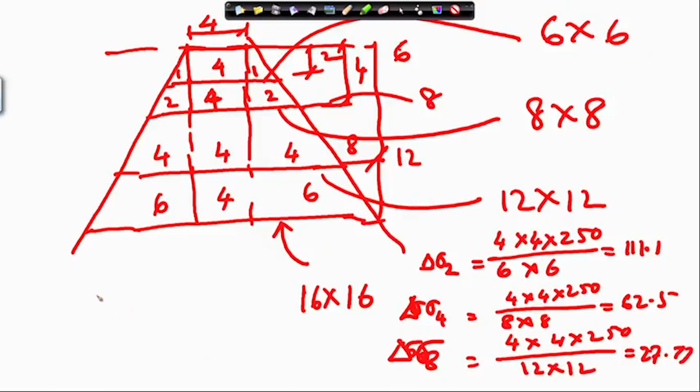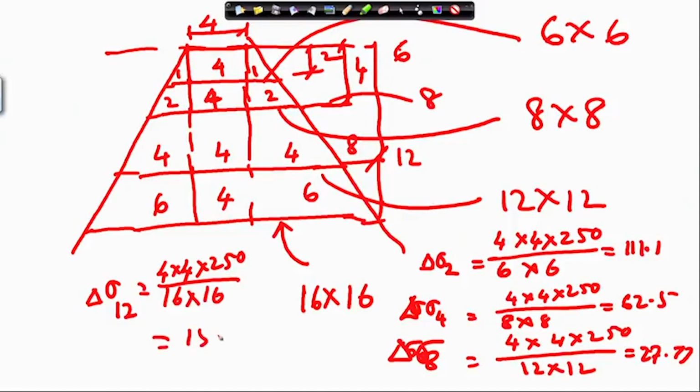This value gives you 27.77, and delta sigma 12 is equal to 4 multiplied by 4 multiplied by 250 divided by the last footing size, 16 by 16, that will be equal to 15.625. So, now we have got different pressure at different depth. Except for the pressure at the shallow depth at 2 meter, all pressures are actually quite close to the other methods. I will at the end summarize what we are getting by the different methods.